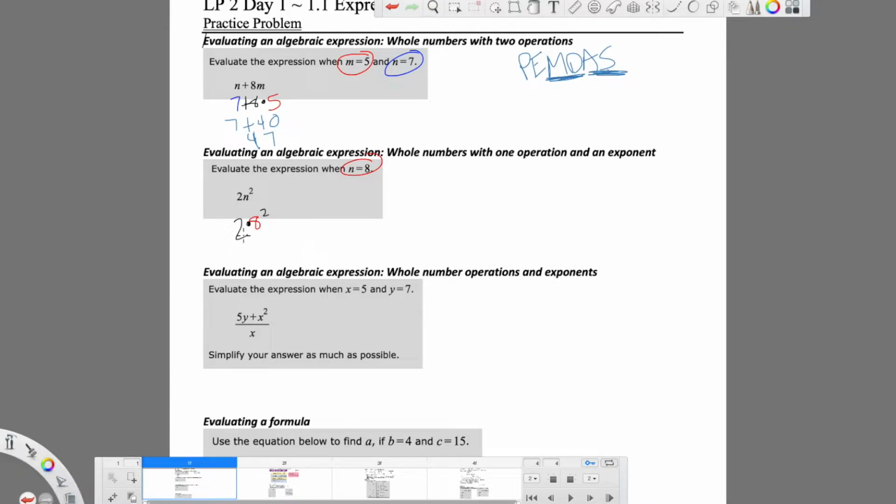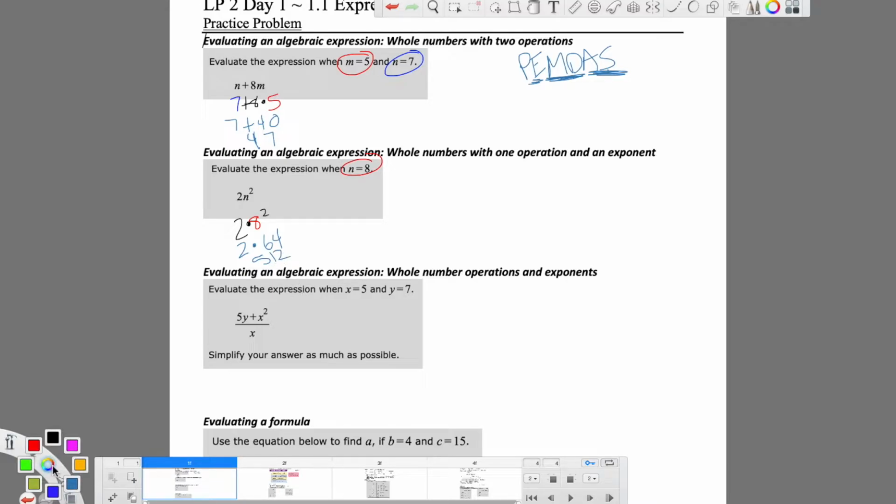So I can't do 2 times 8 first, because if I'm looking at PEMDAS, exponents come before multiplication and division. So I always go in order of operations from left to right. I always basically restart that. So I need to do the 8 squared before I can do 8 times 2. So I have 2 times 8 squared is 64, and 64 times 2, because now we can move to that section of PEMDAS, is 512.